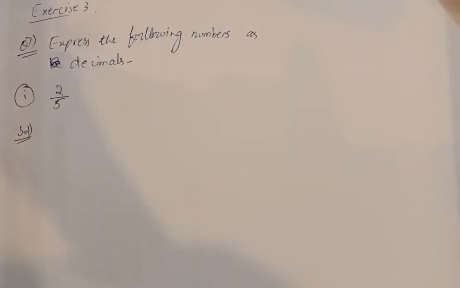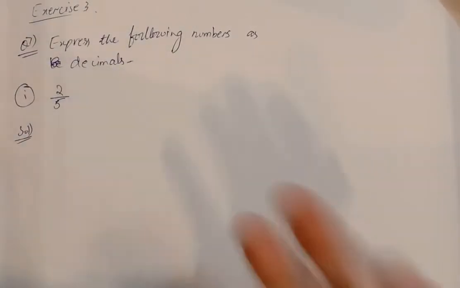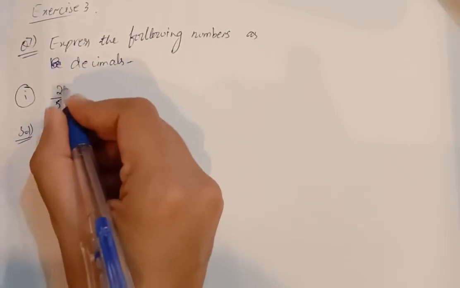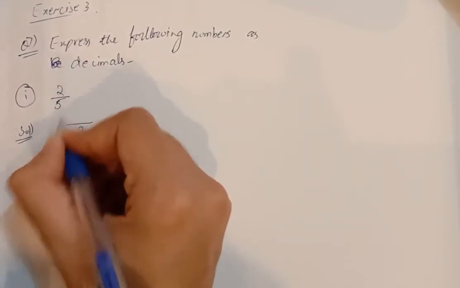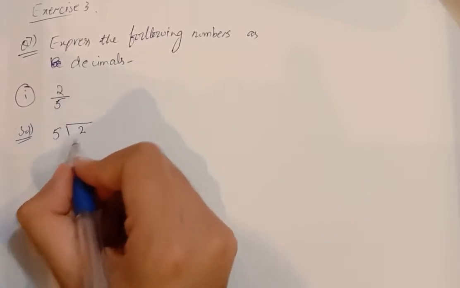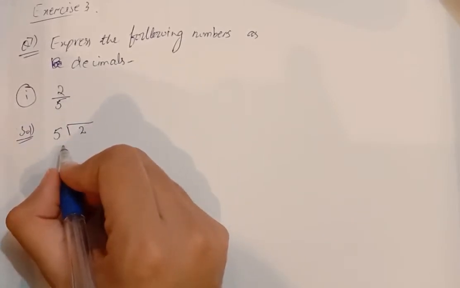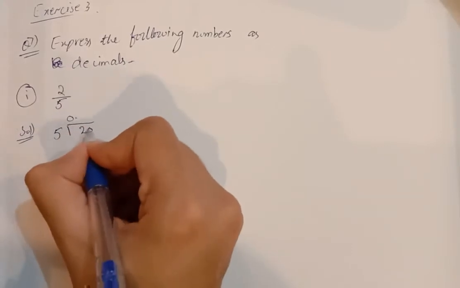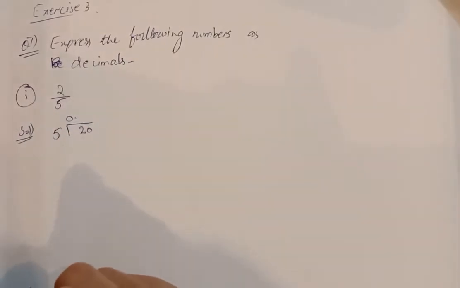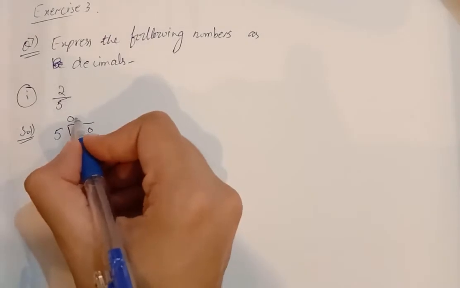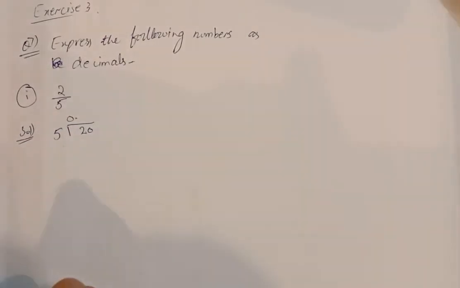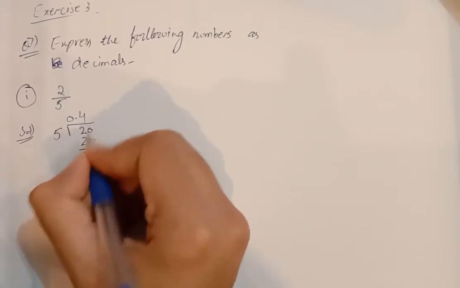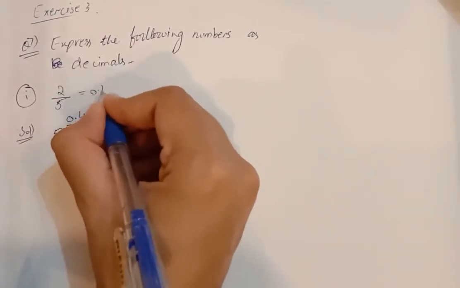Decimal means that we have to place a point. How can we place a point in it? We have to divide 2 by 5. Always the numerator goes inside the bracket and the denominator outside. 2 doesn't come in the table of 5, so we place 0 point, and 0 also comes with 2. Whenever we place a point, we place a 0 here. 5 4s are 20. So its answer is 0.4.